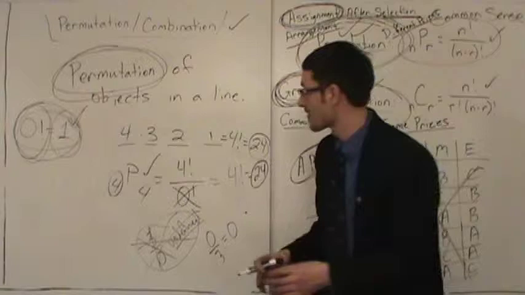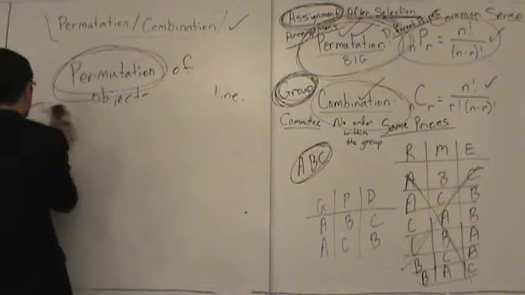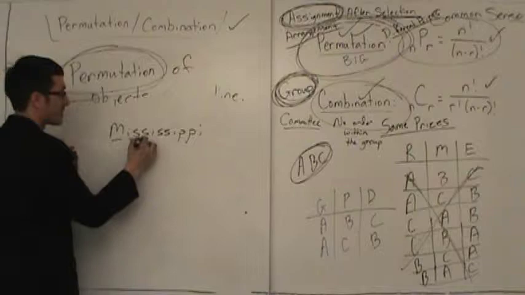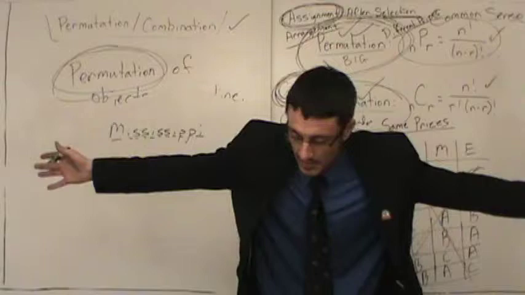Almost done. So lastly, we have to figure out how many ways the word Mississippi, M-I-S-S-I-S-S-I-P-P-I, can be arranged. Well, we count: 1, 2, 3, 4, 5, 6, 7, 8, 9, 10, 11. There are 11 things in a line. So how many ways can we arrange things in a line? Remember, arrangement is permutation.